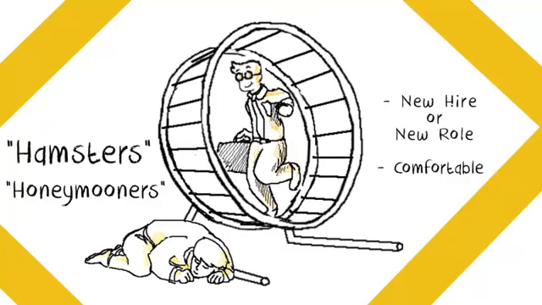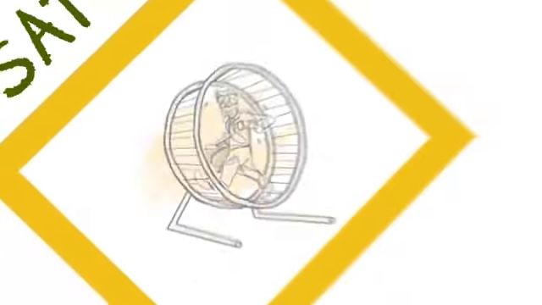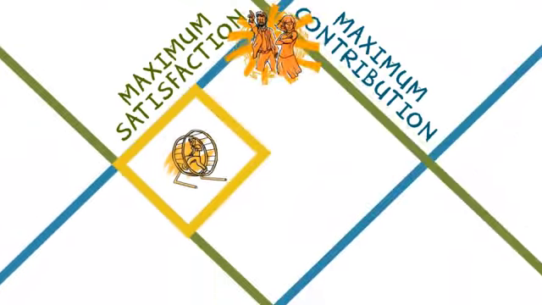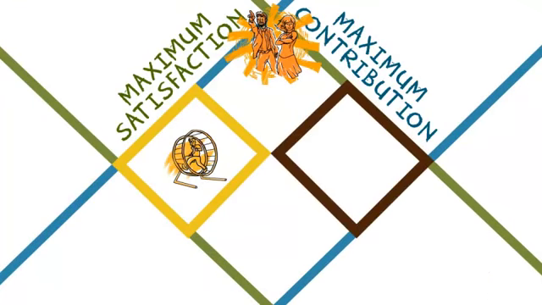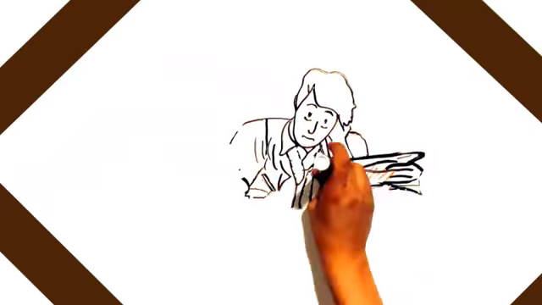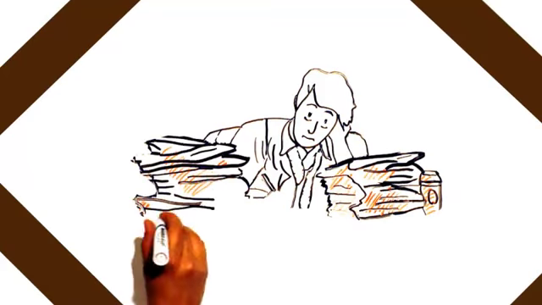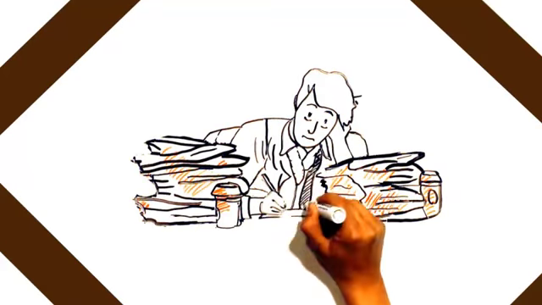On the opposite side of the model, we have individuals who are delivering great results, but for one reason or another not getting what they want from the work. We call this group the crash and burners. And you need to pay close attention to this group. Clearly, their level of contribution needs to be sustained for the organization to succeed.